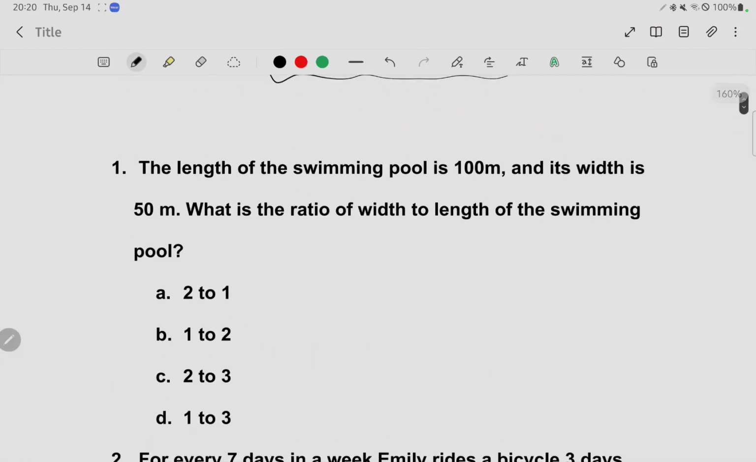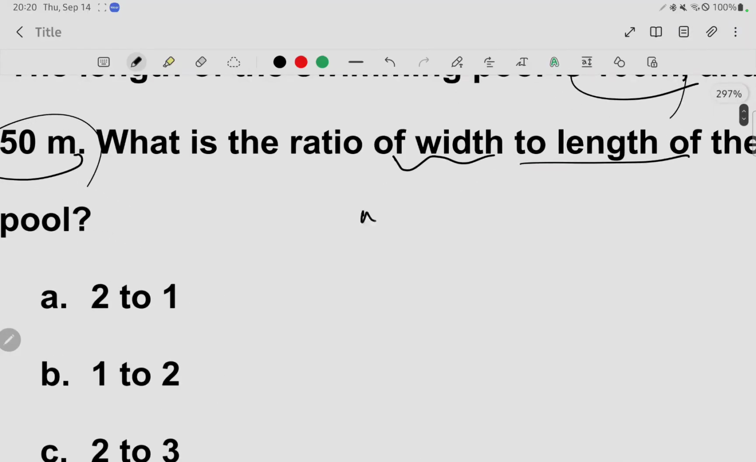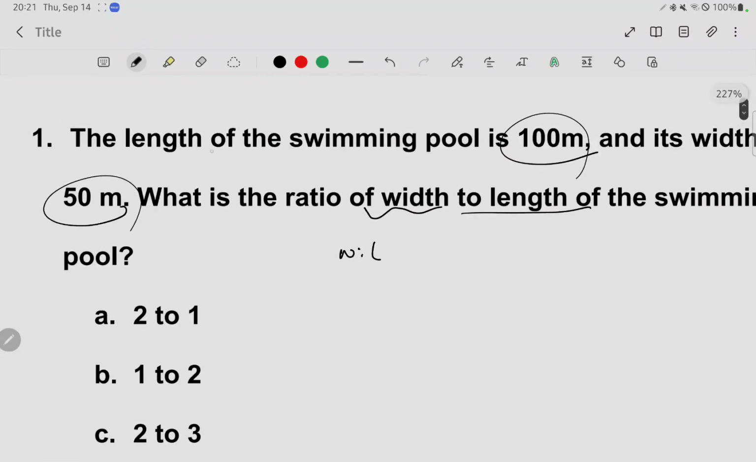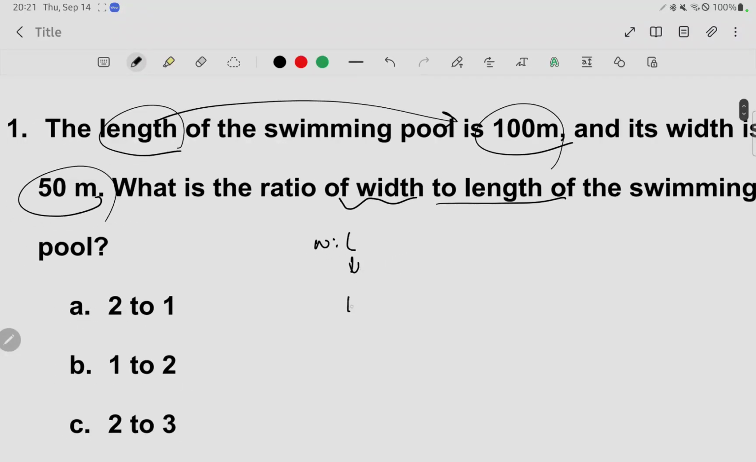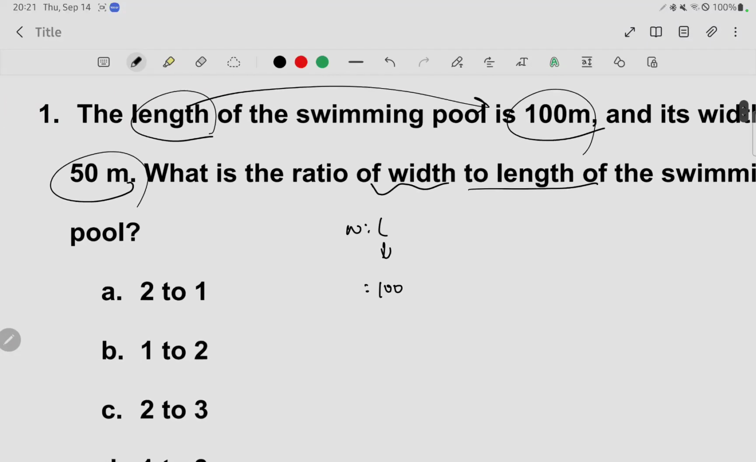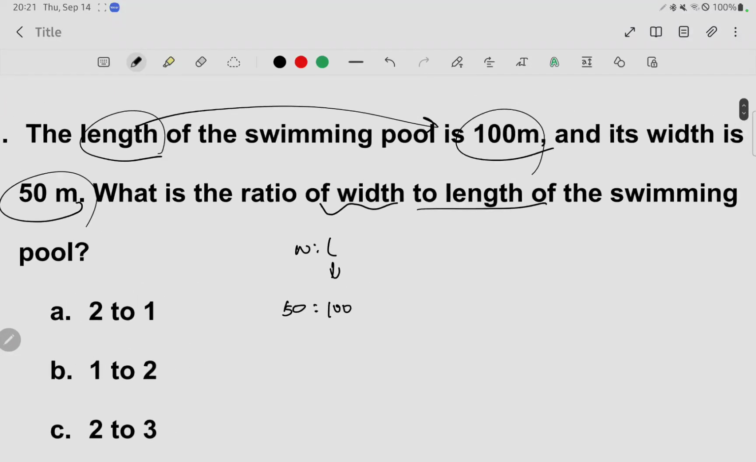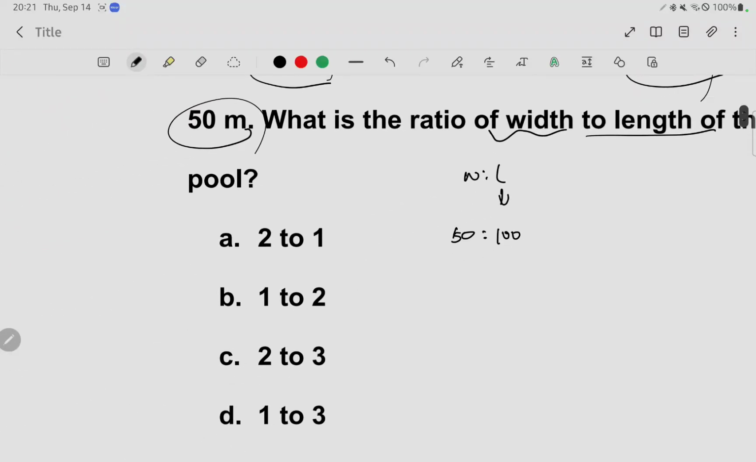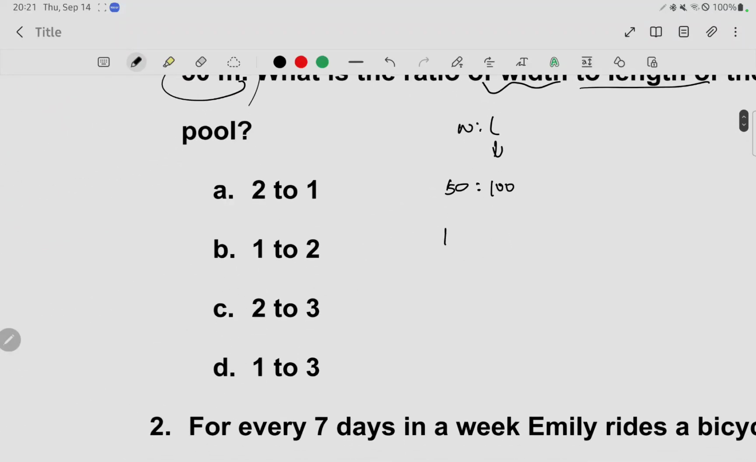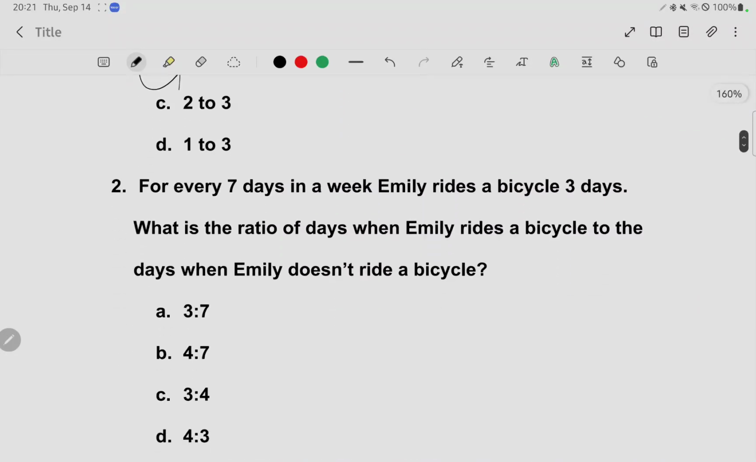So first of all, the length of the swimming pool is 100 meters and its width is 15 meters. What is the ratio of width to length in the swimming pool? So it's asking W to L, where W stands for width and L stands for length. We're given length as 100 meters, so we're going to replace L with 100. And then we're going to replace W with width, because it's given that width is equal to 50 meters. So if you do this, you'll get 1 to 2. So the correct answer is B.